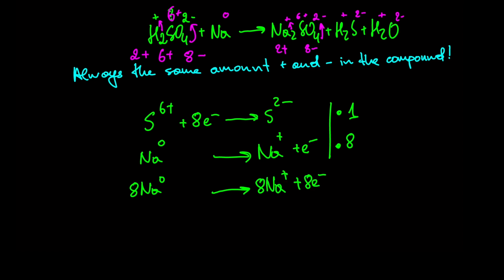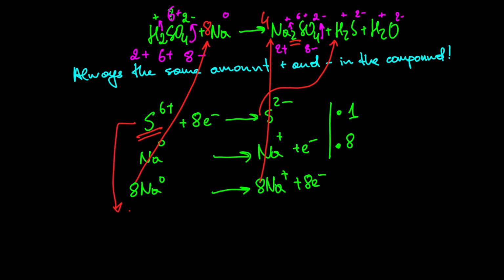Now let's write coefficients in the reaction. In front of pure sodium, we write 8, and in front of sodium sulfate, we write 4, because we already have 2 sodium atoms present. In front of H2S, we don't write anything because we're supposed to have only one S2 minus ion. And the same can be said about S6 plus.